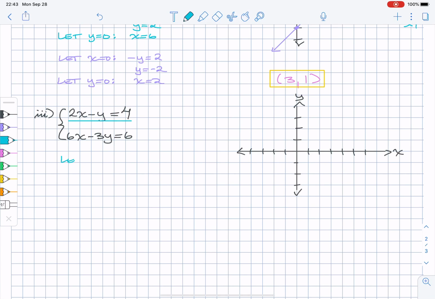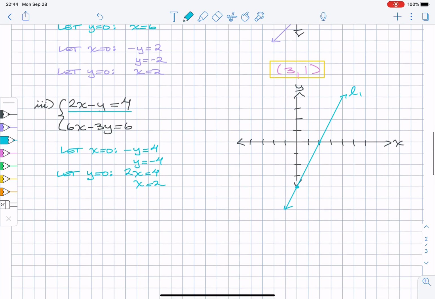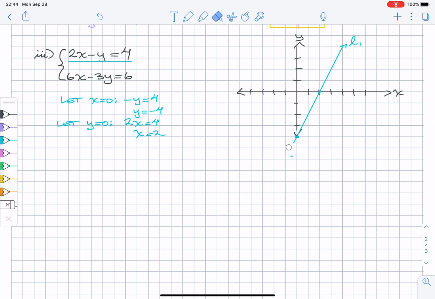And I'm going to let x equal 0, which means that negative y is equal to 4. Oh, y is negative 4. Did I not do that down far enough? No, I didn't. Okay, let's let y equal 0. Then we get 2x is 4, which means that x is 2. Okay, so there we go. Call this line 1. Actually maybe I don't need to make it so long. We get the idea.